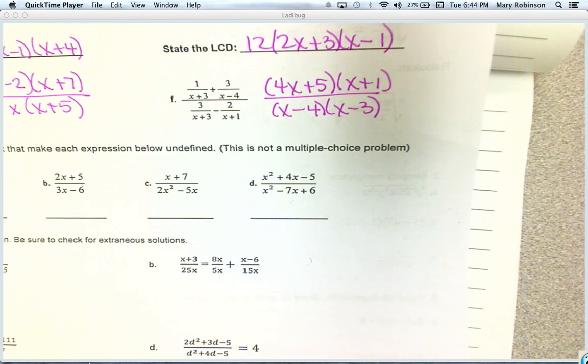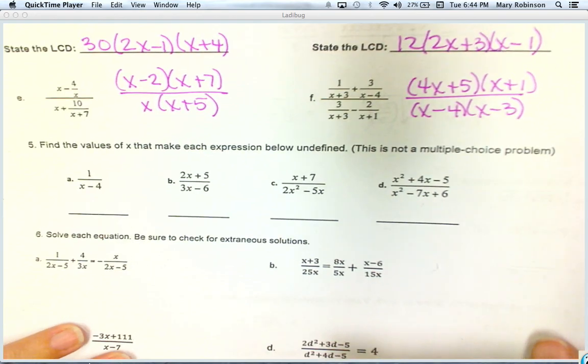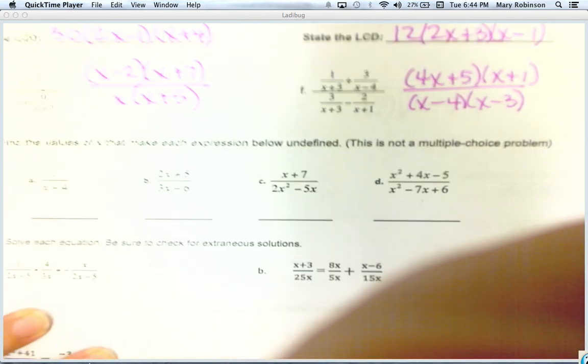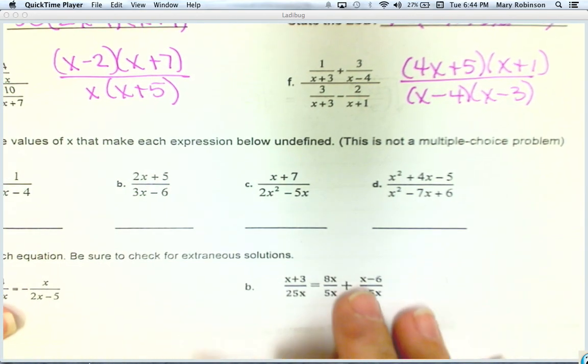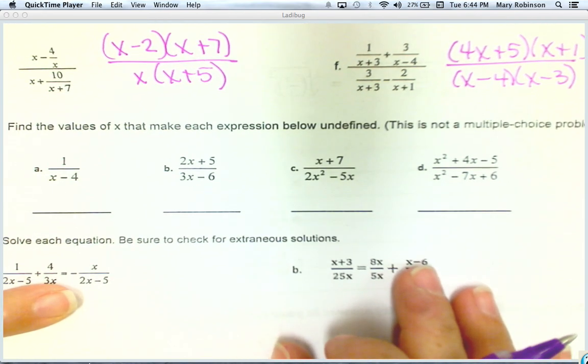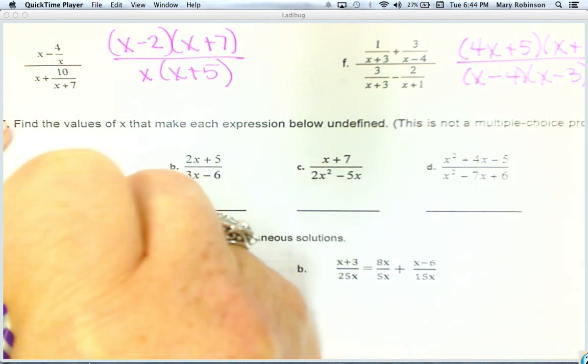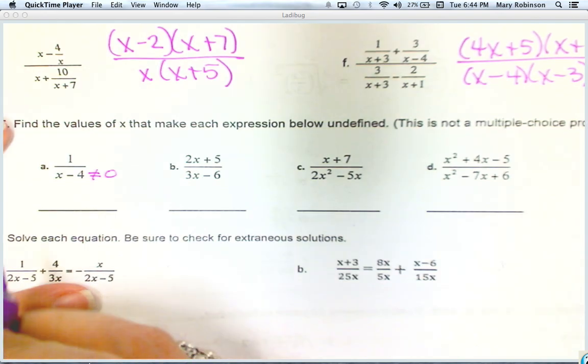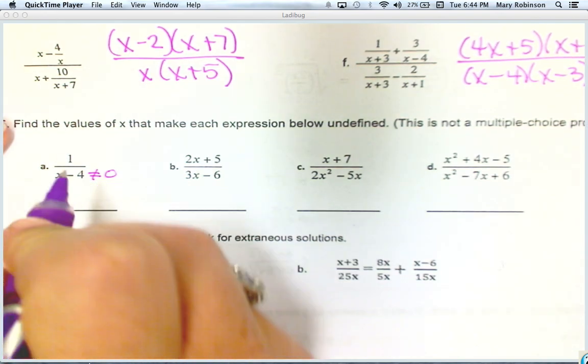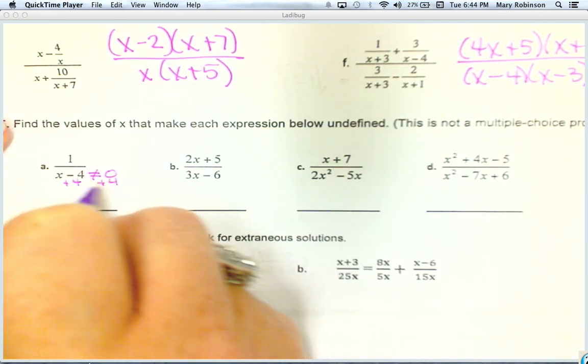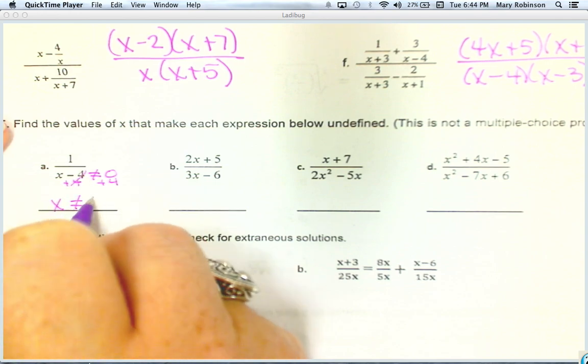Alright, in this video I'll be doing problems 5 and 6. Alright, so for 5 it says to find the values of x that make each expression below defined. Please remember that your denominator can never equal 0. So if you were to solve this as a one-step equation, we would see that x cannot equal 4.